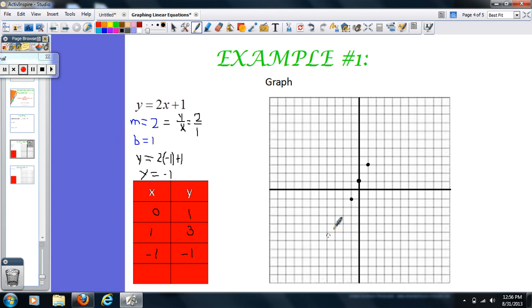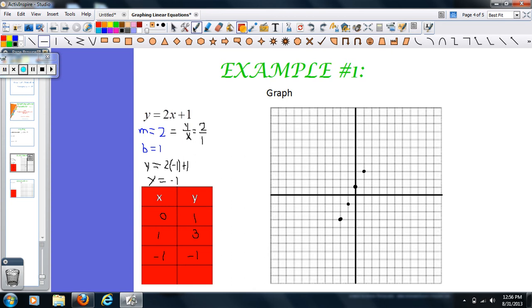So if I want to find the next point down here, because you guys can tell this is going to be a line, I'm going to have more points down here. I'm going to start here and I'm going to work backwards. So instead of going up 2, I'm going to go down 2. Instead of going right 1, I will go left 1, which will put me at a point right about there. Okay? Now we can go ahead and graph our line.